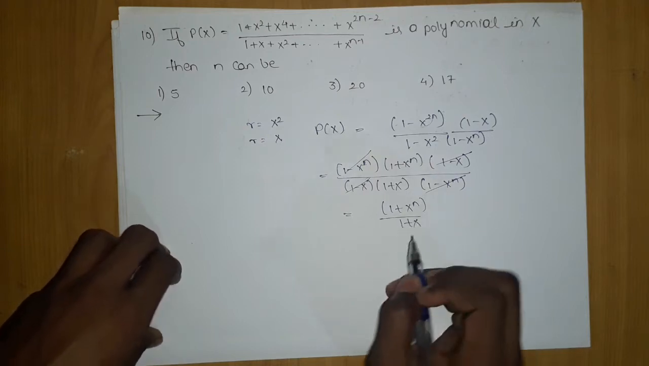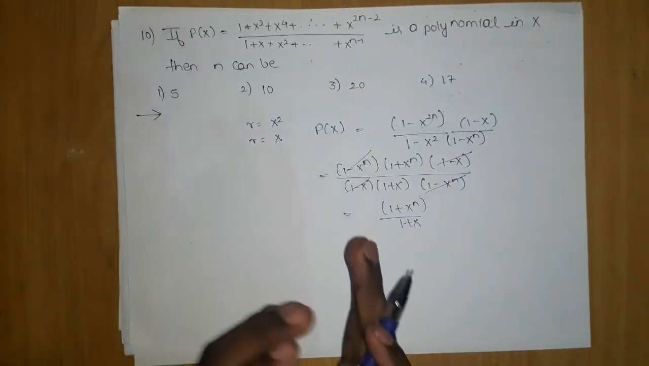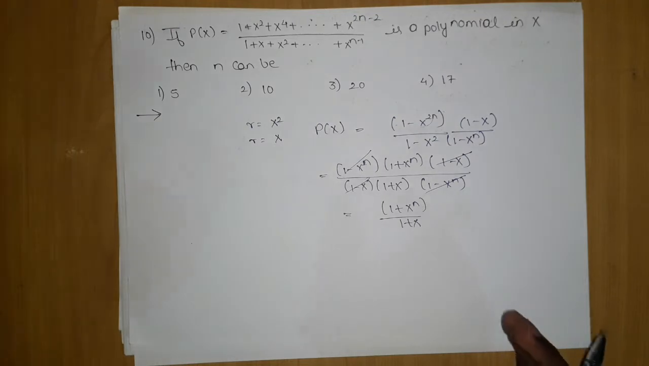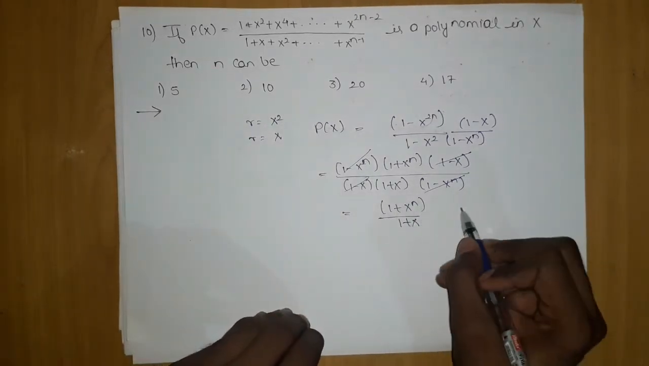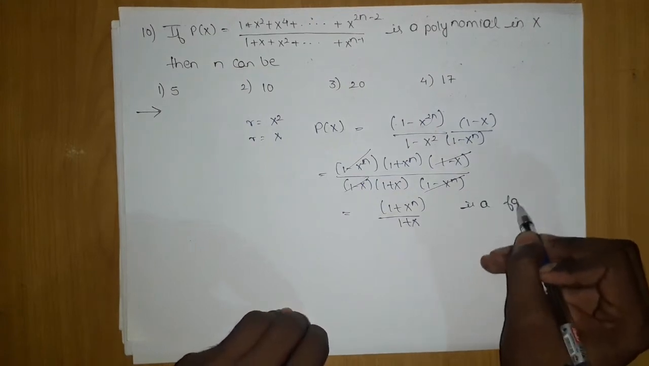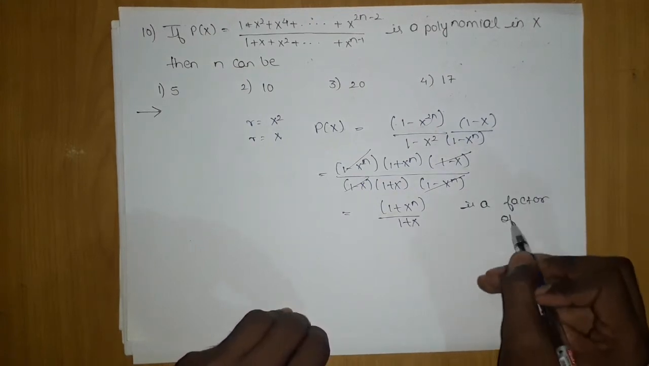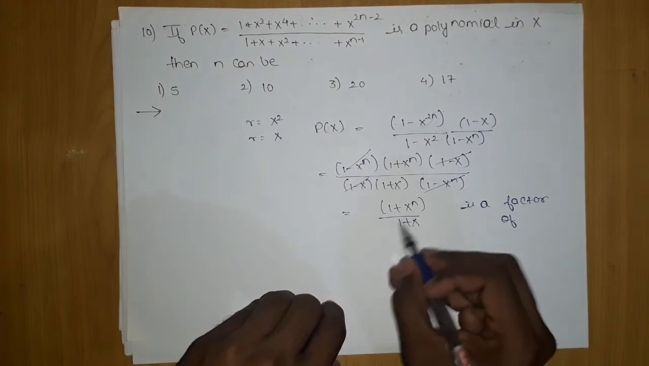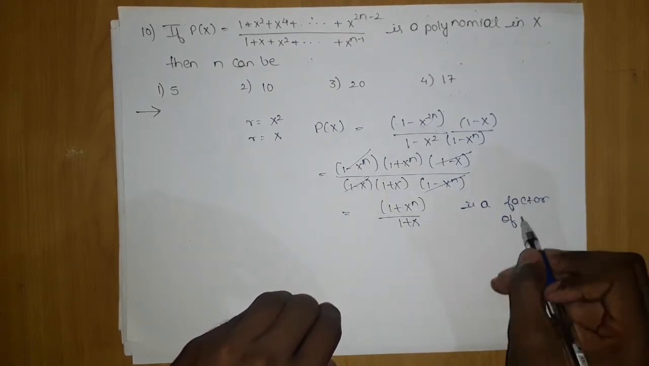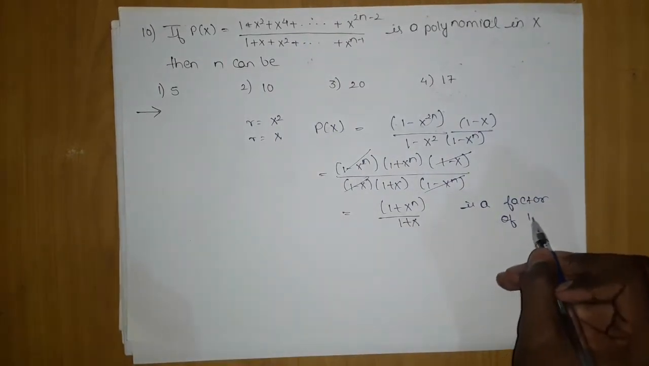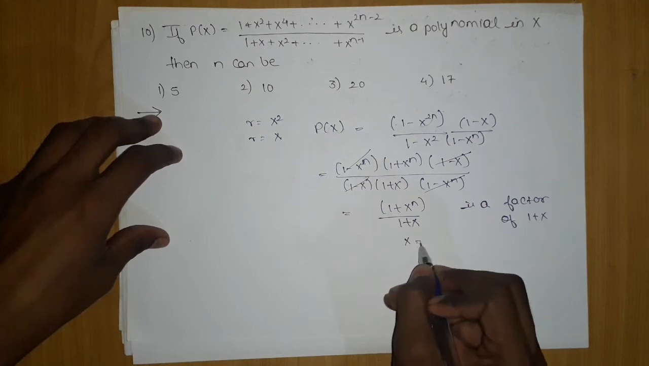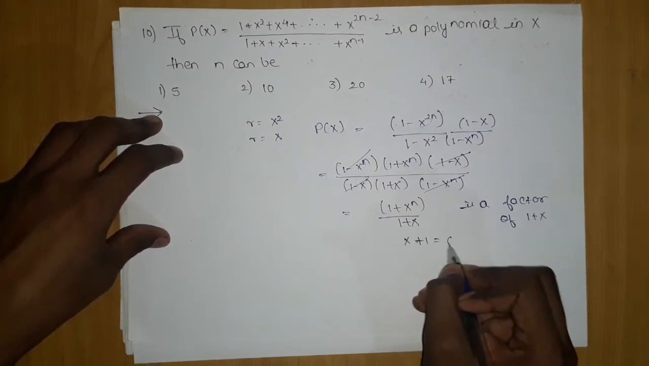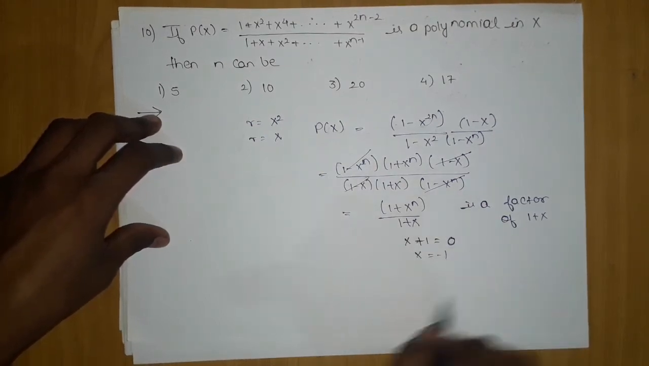Now just think, this should be divisible by 1 plus x. When will it be divisible? When 1 plus x is a factor of 1 plus x^n. If it is a factor, then it should satisfy that x plus 1 should be its root, that is, x is equal to minus 1.